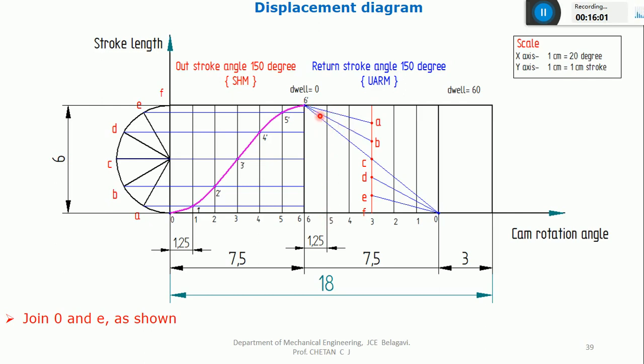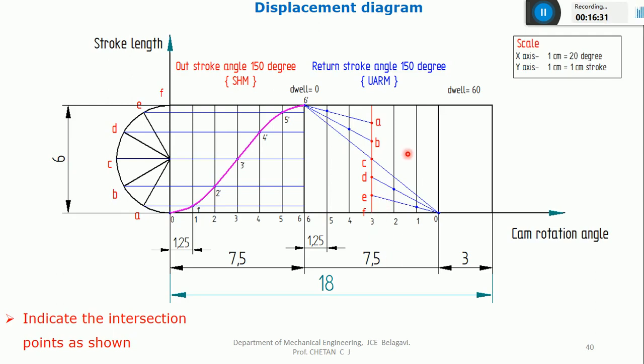Similarly, the line joining point B will intersect this vertical line 4 at this point. So this will be 4 dash. This will be 3 dash, and this will be 2 dash. This will be 1 dash. So you can see the blue colored dots, which are nothing but the intersection between the inclined blue lines and the 6 vertical lines.